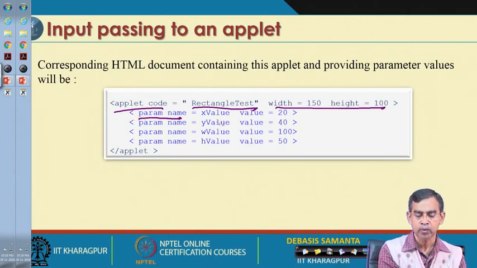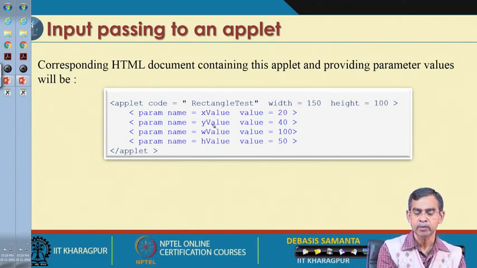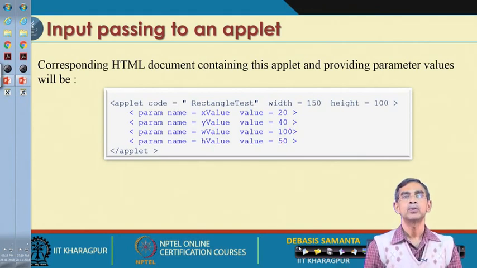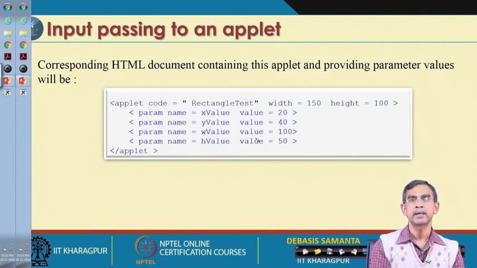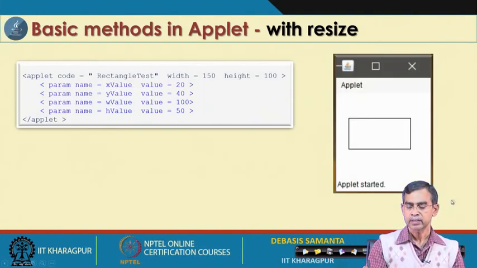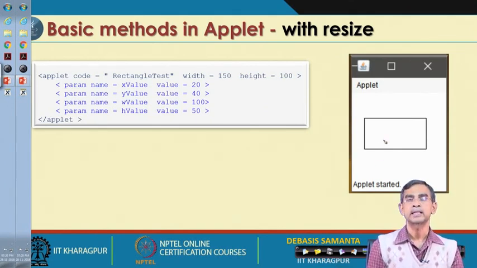Here these are the HTML code: param name, x value, y value, w value. These are the parameter names, and the values are 20, 40, 100 and 50, the specified values. This means that the x value is 20, the y value is 40, the w value is 100 and the h value is 50. So these are the values passed through an HTML file to an applet. This is the idea of how we can pass an input, and if we run this HTML file, it will draw a rectangle on the applet area. So typically the applet will look like this, and this is the output.